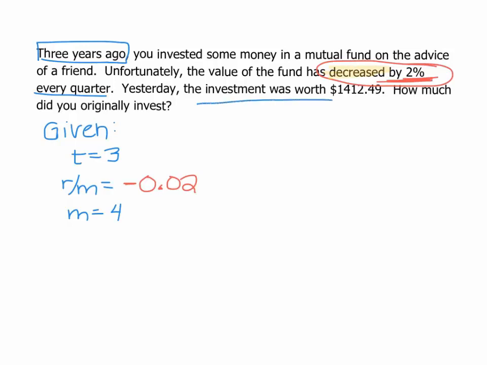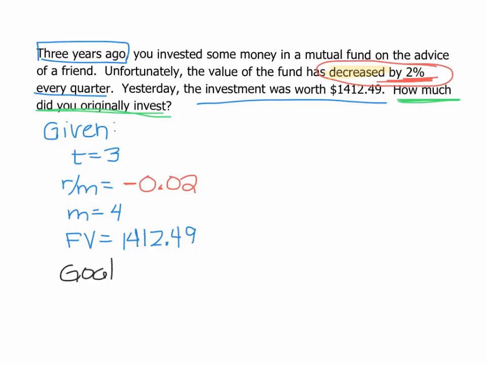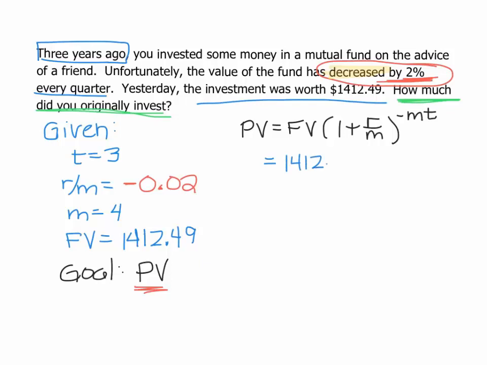We also know that the investment was worth $1,412.49 yesterday. So we'll say that that is our future value. So our future value is $1,412.49. Our question that we're asked, how much did you originally invest? That tells us our goal is how much we originally invested, which was our present value. So we're going to use the same formula that we always use, except for we're going to use the version that's solved for present value. Plugging in our known quantities, future value is $1,412.49.